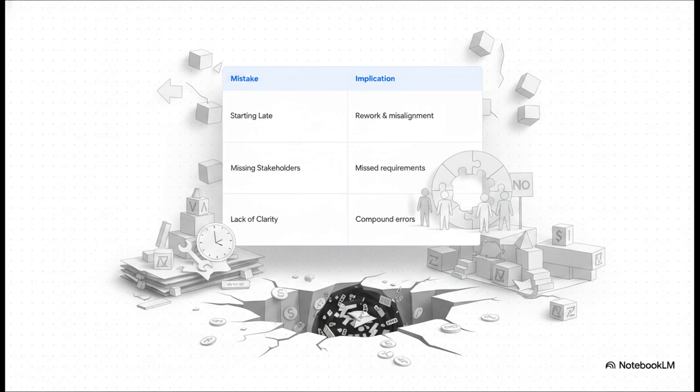Mistake 2, insufficient stakeholders. If you don't get the right people in the room, you miss critical requirements. And even worse, you generate cultural resistance. People simply won't use a system they didn't help shape. And mistake 3, lack of clarity. If you don't clearly define your entities now, those little misunderstandings compound into massive data inconsistencies later on. The cost of rushing past this conceptual phase is frankly enormous.